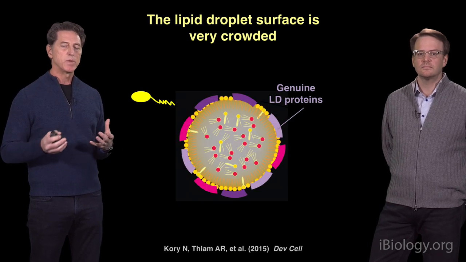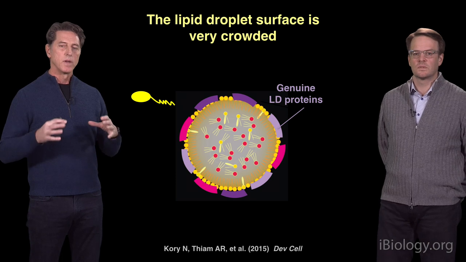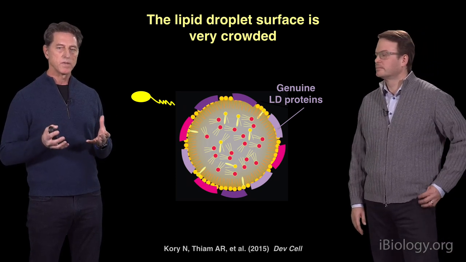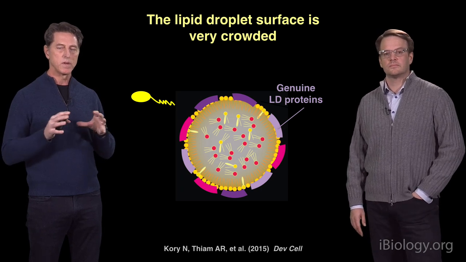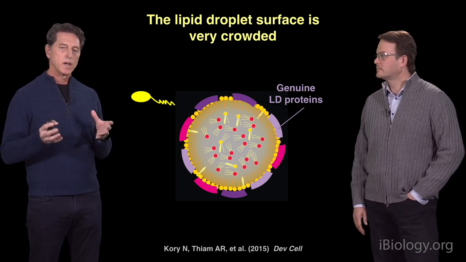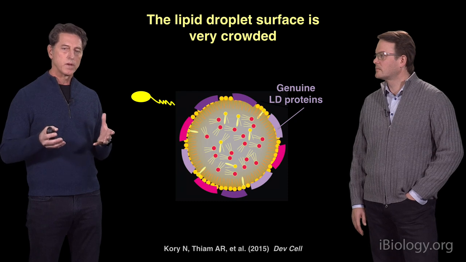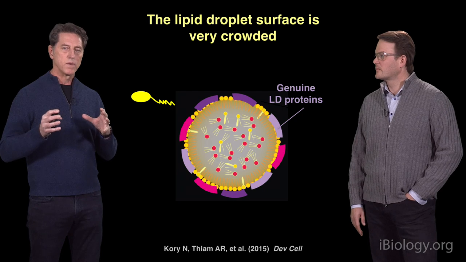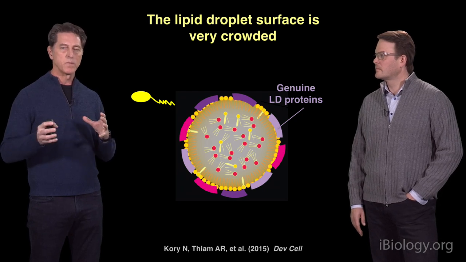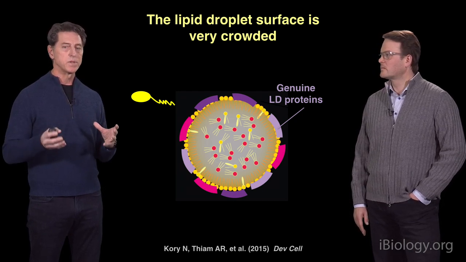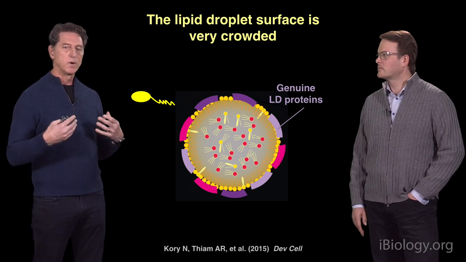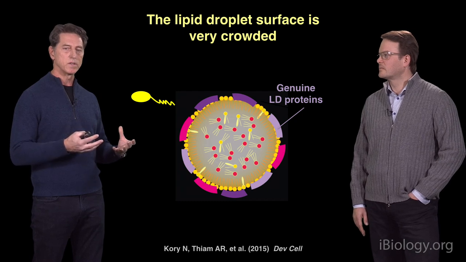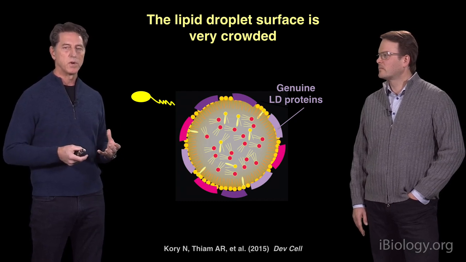And that is the lipid droplet surface is very crowded. The surface of lipid droplets is finite and is a crowded place with many proteins that adhere and bind to the surface. And what we and others have shown is that the affinity of amphipathic helices is important in regulating the composition of droplets. So for example, there's a hierarchy, and those that bind with higher affinity will tend to bind to the surface and kick off the ones that don't bind.